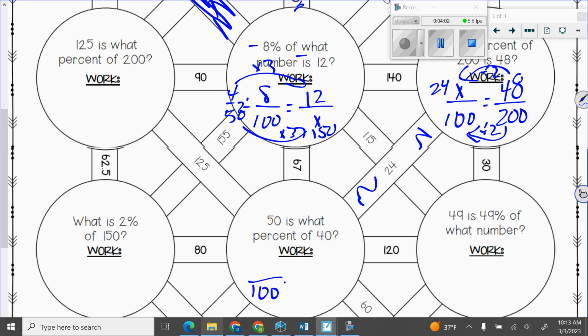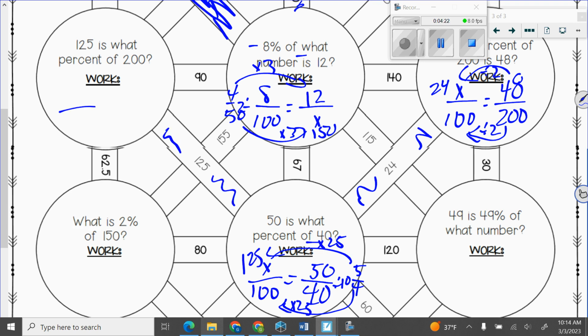Start here. What percent? I don't know. Of 40 is 50. Can't go directly 40, so I'm going to divide those by 10. Gives me 5 and 4. 4 times 25 gives me 100. So 5 times 25 gives me 125.